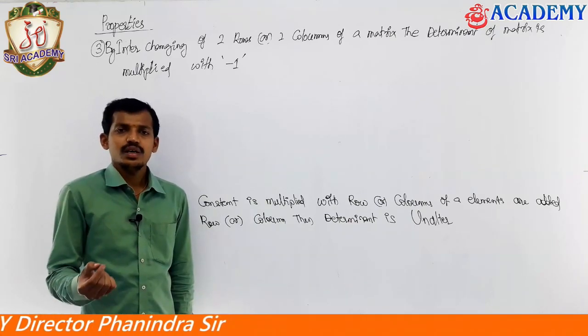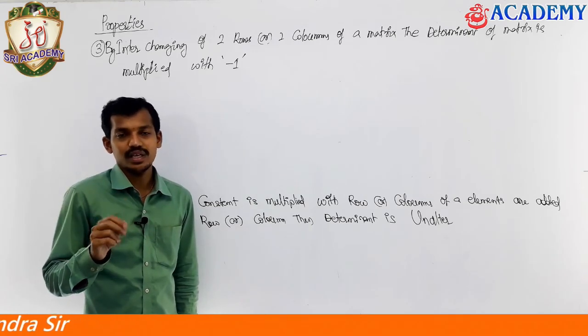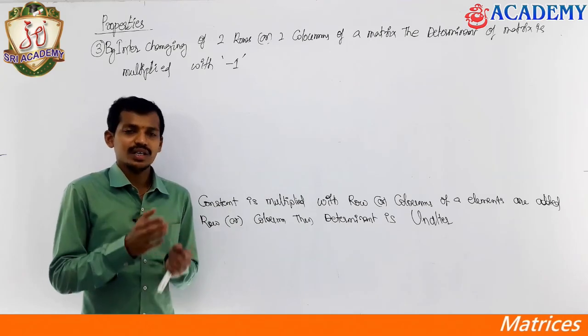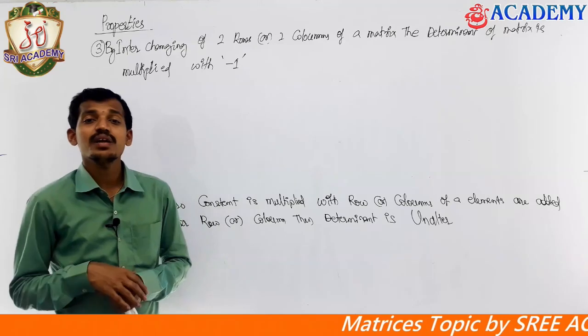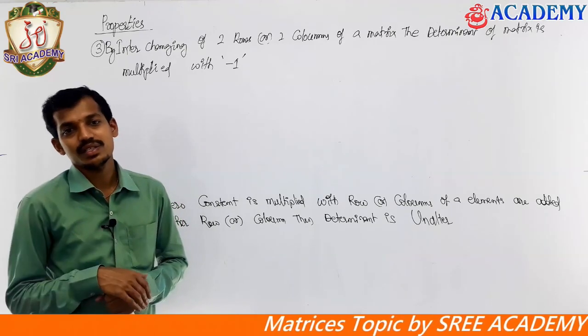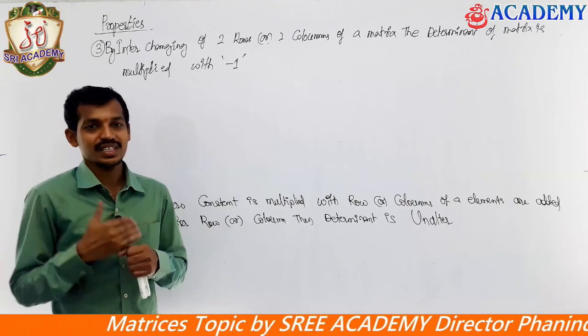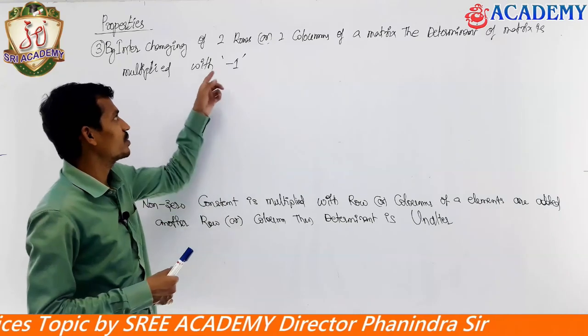See, if I interchange two rows or two columns of a matrix, any two rows, placing one row in place of the other row, the determinant is simply multiplied with -1. అంటే ఇంటర్చేంజ్ చేసినప్పుడు డిటర్మినెంట్ అనేది కంపల్సరీ చేంజ్ అవుతుంది, చేంజ్ అనేది జరుగుతుంది. దట్ చేంజ్ ఈజ్ సింప్లీ మల్టిప్లైడ్ విత్ -1 you will get.